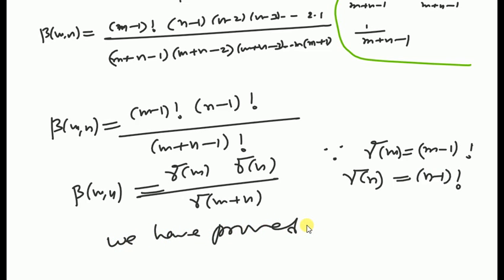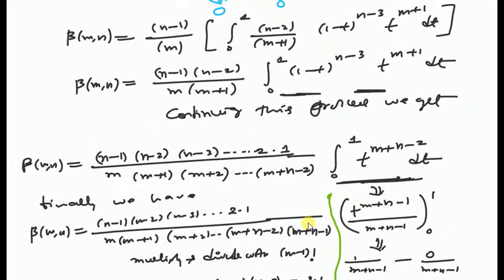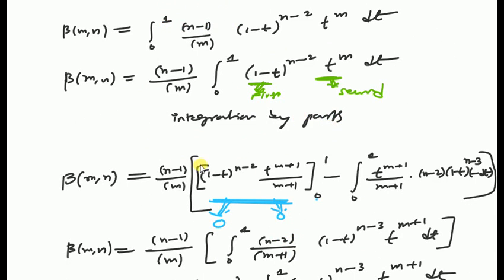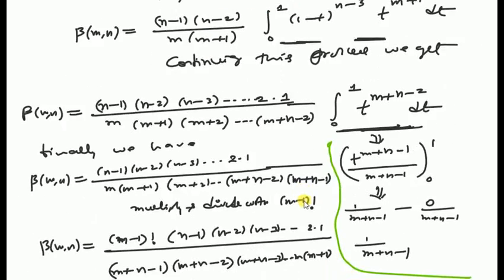So be careful. We have started from the beta function definition. What we did here, we take the first term and second term and applied integration by parts. First time we applied, then again second time we applied here. Then after that, continuing in this process, I get in the numerator this term and denominator will be this term, and so on like this.